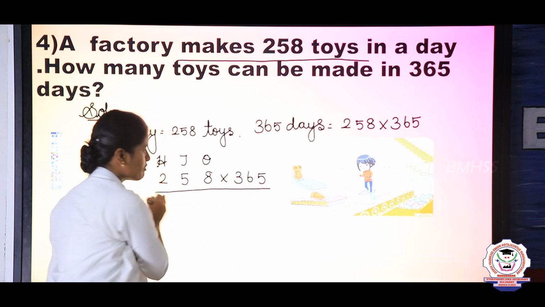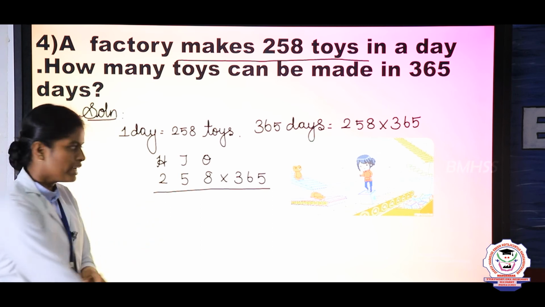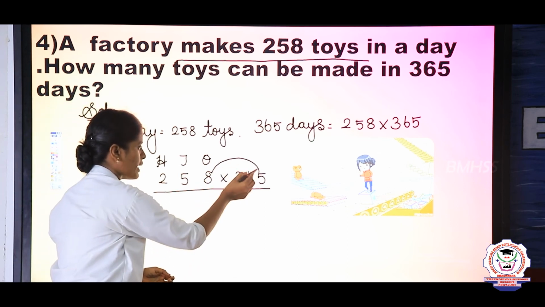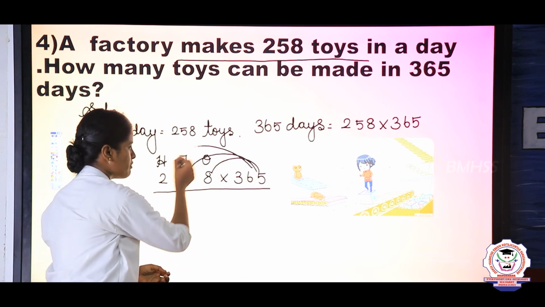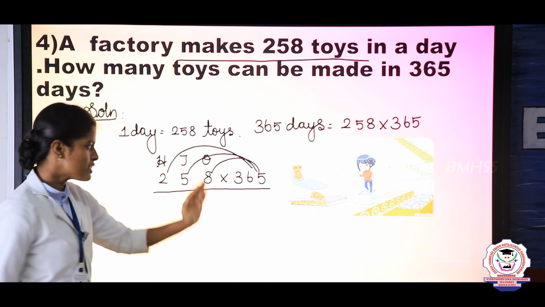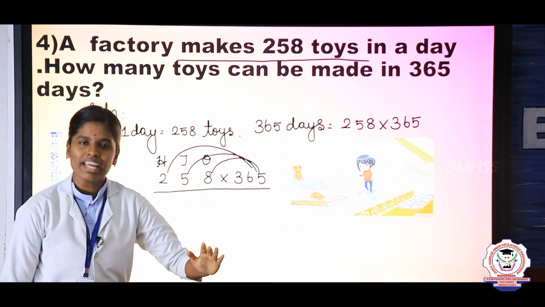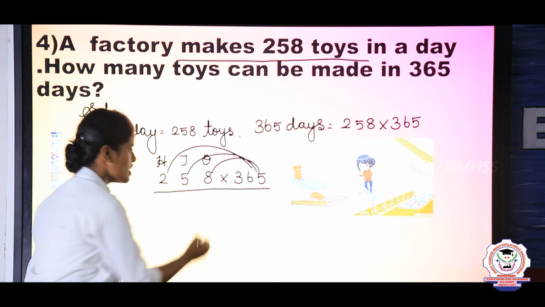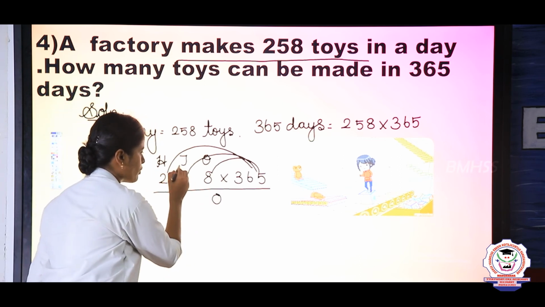Take 5 and multiply by all the numbers. Take 5 and multiply by 8, 5 multiply by 5, 5 multiply by 2. So what is the answer? 5 8s are 40. 0 carry 4.